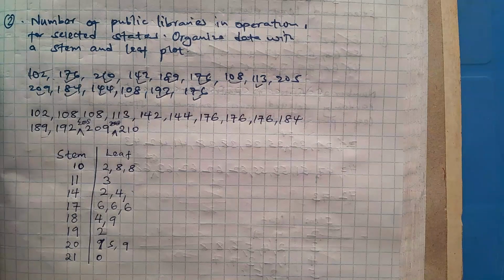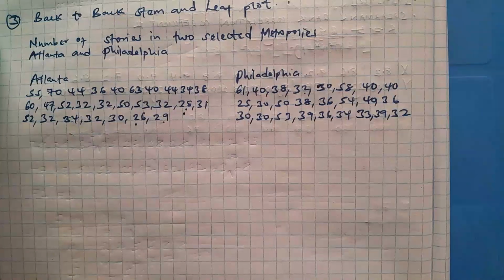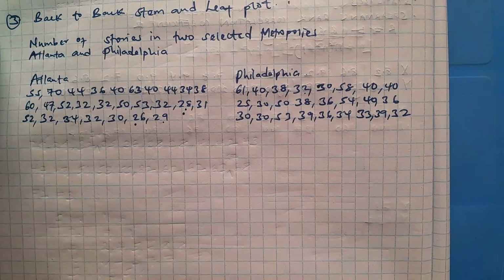Let's proceed and look at the third example. In our third example, we now look at something a little different, and now we are looking at back-to-back stem and leaf plots. Back-to-back stem and leaf plots are used when we want to compare variables in different locations or in different places. For example, we have here a set of data, a set of variables, and this set of variables are number of stories in a selected metropolis. We are having Atlanta and Philadelphia.